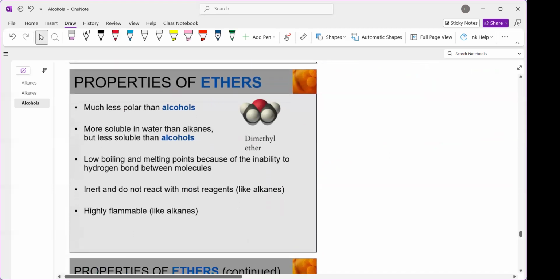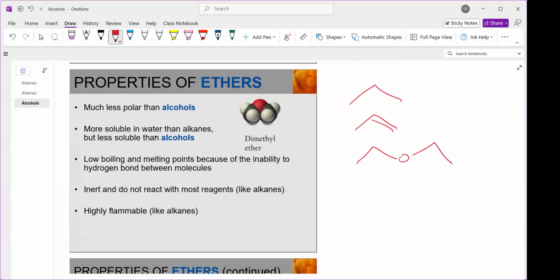Okay, IMFs for ethers. The IMFs for ethers are halfway between alcohols and alkanes. They're polar, but not as polar as alcohol. So if we were looking at an alkane, alkene, alcohol, ether, the alcohol would have the highest.